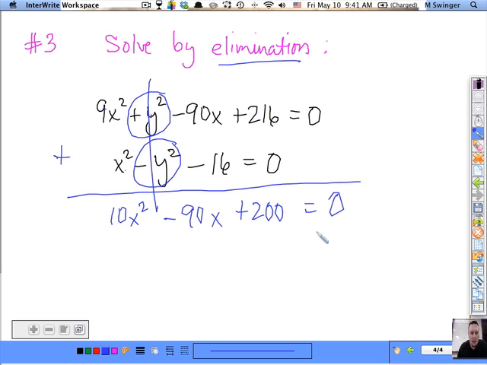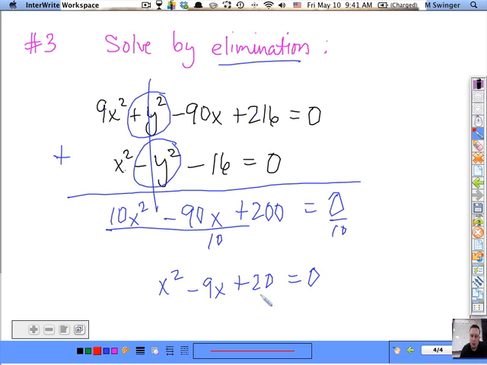Okay, so now we have a quadratic, x squared, x, and constant. Let's divide everything by 10 again, because we can make life a lot easier. X squared minus 9x plus 20 equals 0. Look at that right there, much easier to work with. And factors of 20 that add up to negative 9. X minus 4, x minus 5 equals 0. So therefore, x minus 4 equals 0, which means x equals 4. X minus 5 equals 0, which means x equals 5.